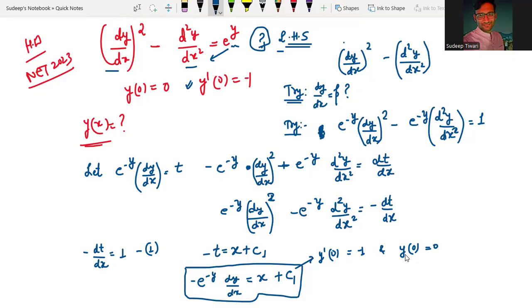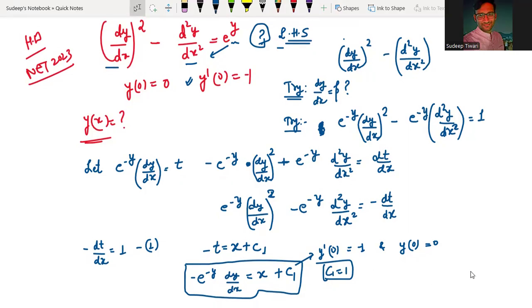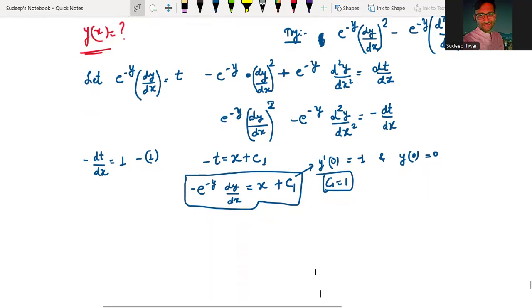So most possibly what I can do, I can use this up here. So at x equal to 0, my dy by dx was -1, and my y at 0 is 0, so e raised to power 0. So I think c1 could come as equal to 1, if I'm not wrong, just see. At x equal to 0, your y dash 0 is -1, and you have y0 is equal to 0, so it will give you minus minus plus.